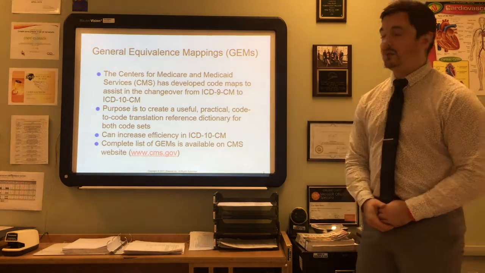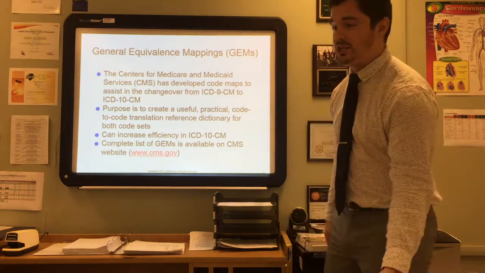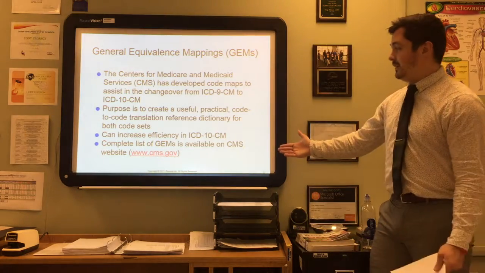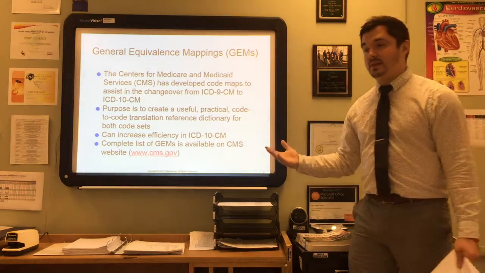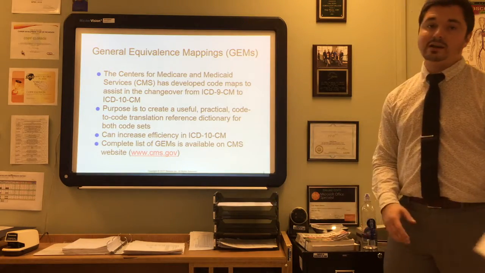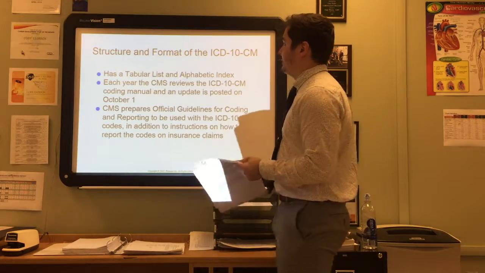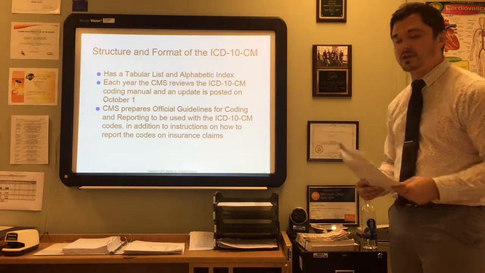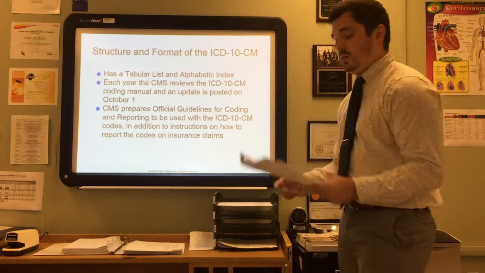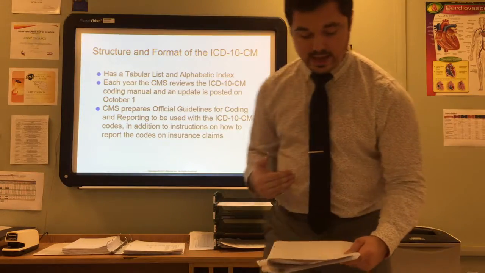Then the ICD-10 manual comes out. Instead of relearning, these GEMs will help make that translation into the ICD-10 a little bit easier. There's a complete list of all the GEMs available on the CMS website, which is www.cms.gov. Take a look at that and see the differences in the codes. So let's talk about the structure and format of this ICD-10 book. It has both a tabular list and an alphabetical index.